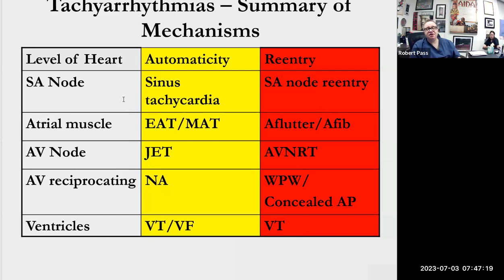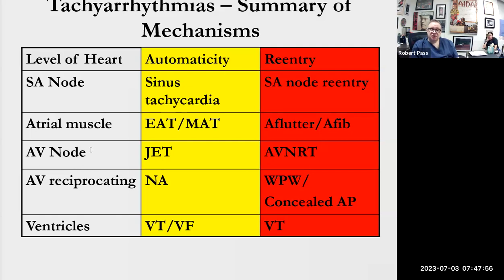Moving down from the sinus node, at the level of the atrial muscle, we've already talked about the fact that you could have ectopic atrial tachycardia. There's also another automatic arrhythmia, sometimes referred to as multifocal atrial tachycardia. Another term for that is chaotic atrial rhythm. These are both automatic arrhythmias of the atrial muscle. And we've already talked about how you can have atrial flutter or IART or AFib at the level of the atrial muscle as a reentrant arrhythmia. So both for the SA node and the atrial muscle, you can have either automatic or reentrant arrhythmias.